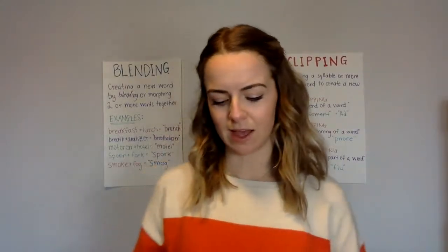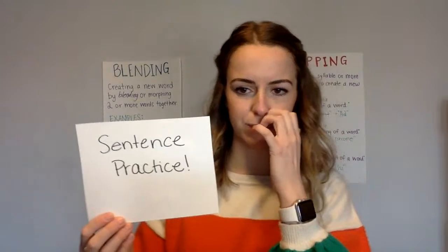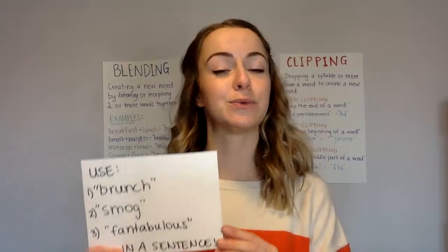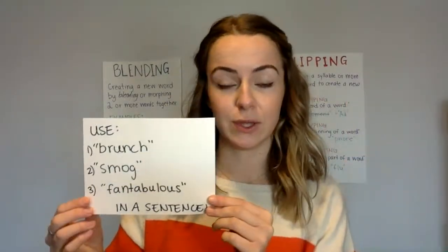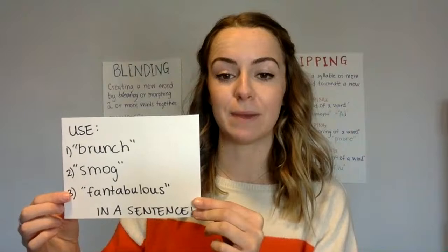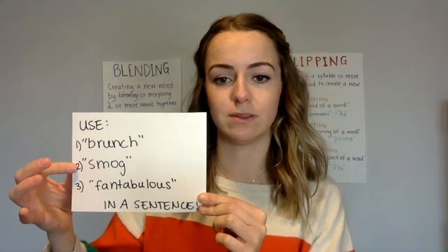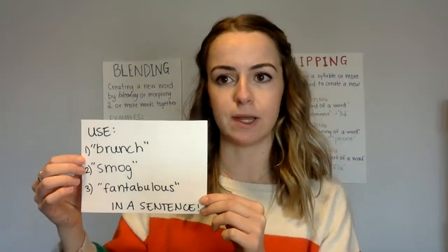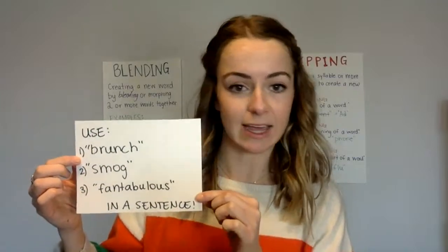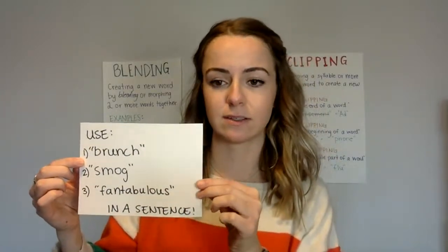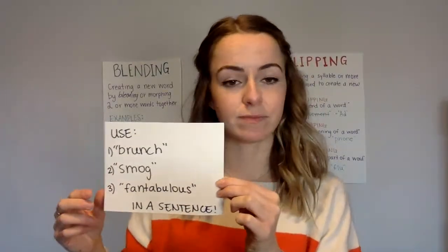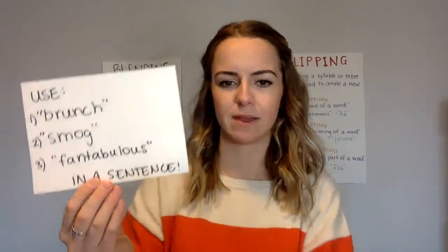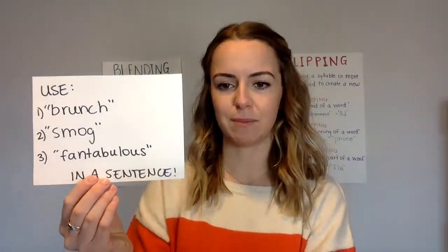Very good. Now we are going to do a little bit of sentence practice with our blending words. So what I would like you to do is create at least one example sentence. You could create 3 sentences, but you are going to use one of these blended words in a sentence, okay? So for example, would you like to go out for brunch with me today? That could be an example sentence. So try to create one, and you could do more practice and create 3 sentences, okay? Let's see what we come up with.